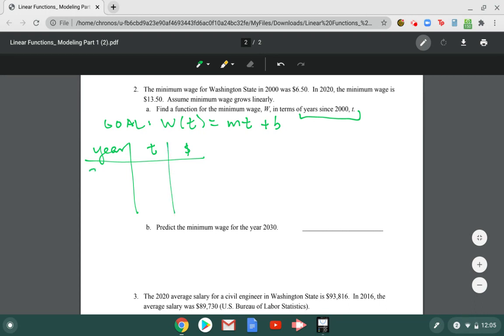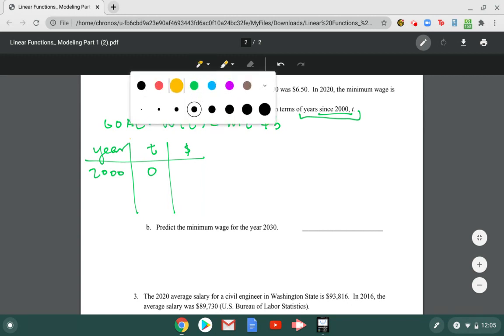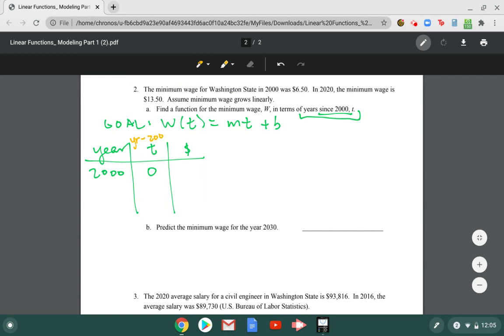In 2000, T is the years since 2000. Well, 0 years have gone by. Or this would be 2000 minus 2000. So this is going to be year minus 2000. My minimum wage at that point was $6.50. In 2020, so I want to do 2020 minus 2000. That's going to be 20 years has gone by. Minimum wage is $13.50. This gives me the 2 points that I want to work with.